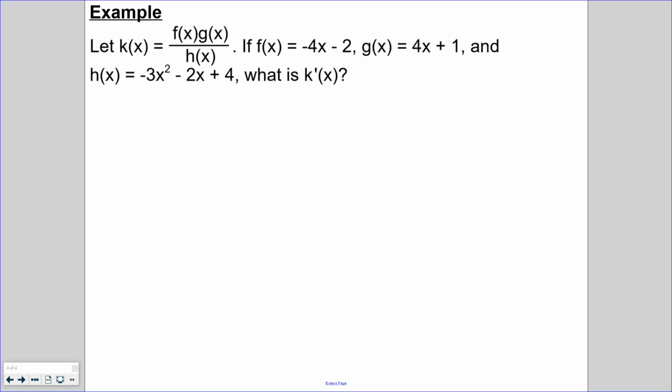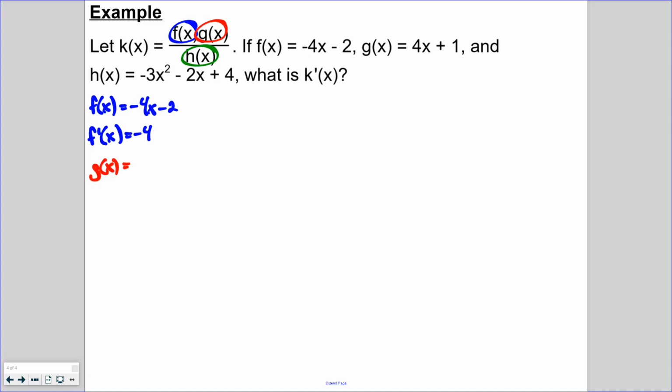All right, so let's start off where we did before. The way that our function is defined, we already know that f of x and g of x are in the numerator, and h of x is in the denominator. So we can go through, identify all these functions, find their derivatives, and start just like last time. F of x, we are told, is negative 4x minus 2. We can take the derivative of that, and we get negative 4.